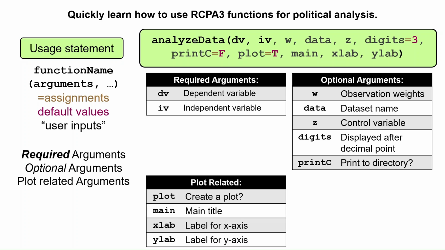Plot related arguments relate to plots generated by an R function, whether you want to plot, and then some settings for the plot, like the main label, the x-axis and y-axis labels.